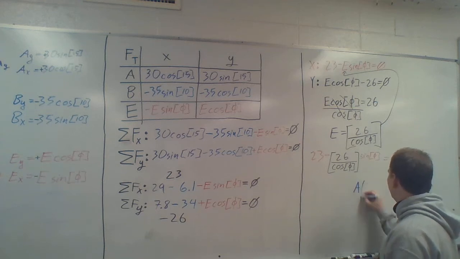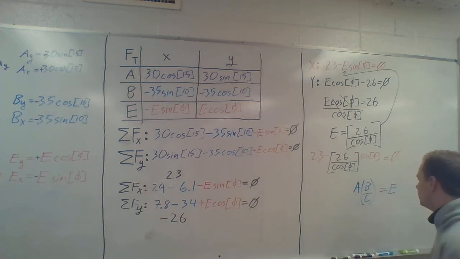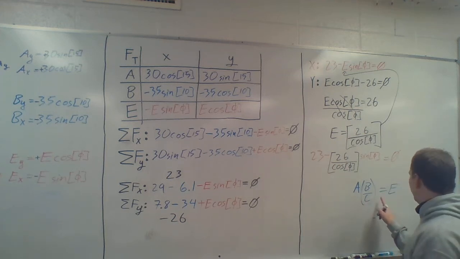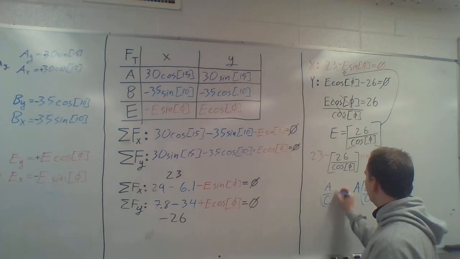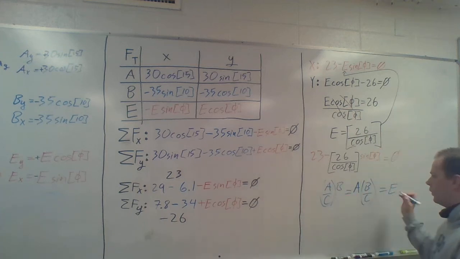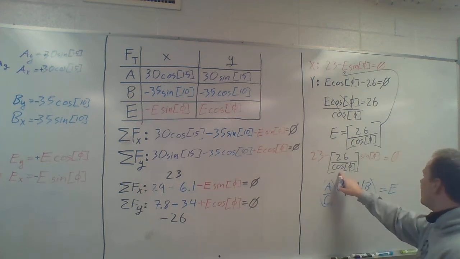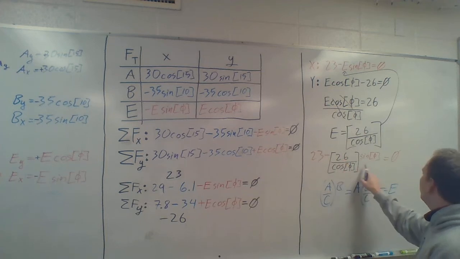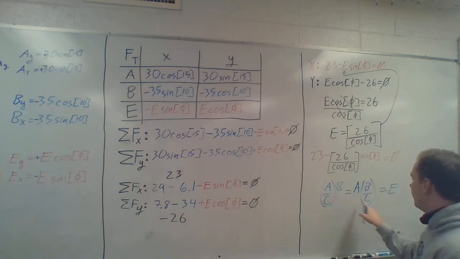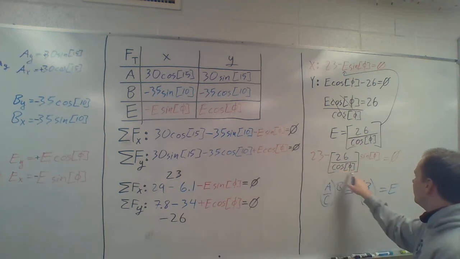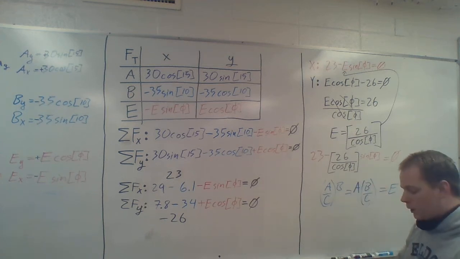A times B over C equals E. Well, if this is true, then A over C times B is also E. And that's what I'm about to do. I'm going to move the cosine of phi from being under the 26 to under the sine of phi, which is just slightly changing my fractions, because since this is true, moving this over here will not change my math at all. It's going to let me do something that's actually kind of cool.